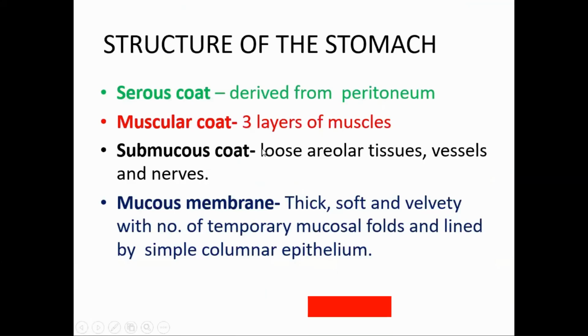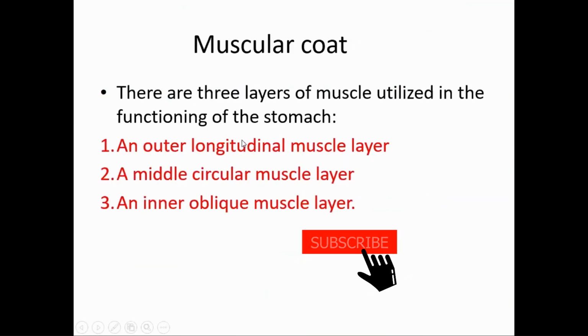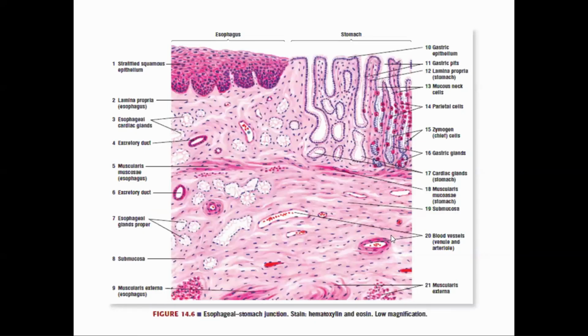And see, there are three layers of muscles in the stomach. The outer is the longitudinal muscle layer, the middle is the circular, and the inner is the oblique layer. The longitudinal layer's action is to propel the food. The middle circular layer's action is to hold the food in the stomach until the digestion is complete. And the inner oblique muscles' function is to mix the bolus of the food with gastric juice and convert it into the chyme.